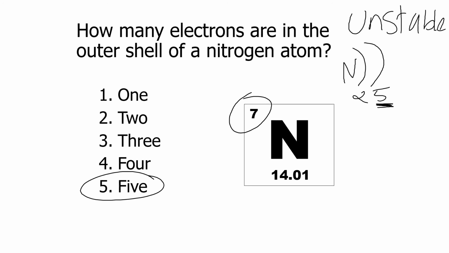Now, another question, for nitrogen to be stable, how many more electrons would it need? One more time, look at the last shell. The last shell only has 5. For that last shell to be completely filled, you need to reach 8. So therefore, it actually needs 3 more for it to be stable. Because if you add 3 more to 5, 5 plus 3 is 8.